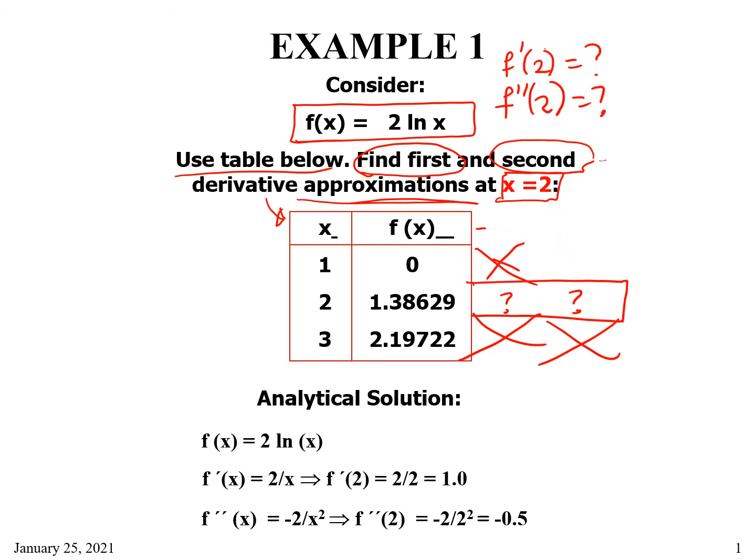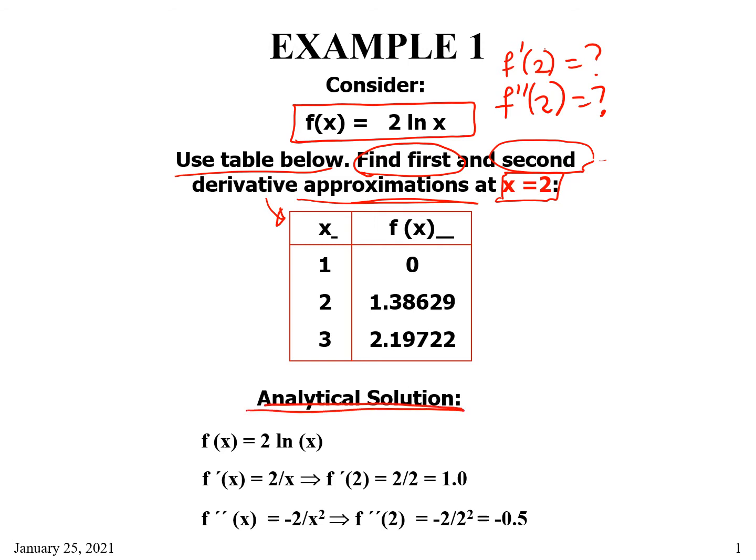But before we do that, let's find the analytical solution so we can compare our numerical solution to it. So analytical solution is what we're doing first. And so this is f of x, right? So what's f prime of x? The derivative of that is 2 times the derivative of ln x, which from calculus is what? 1 over x, right? So this is basically 2 over x. Done.